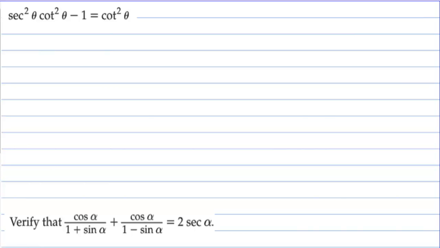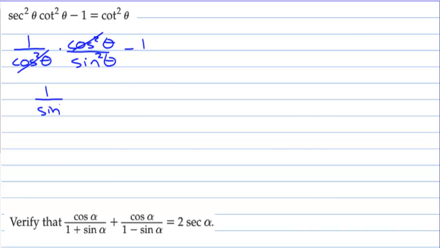Hopefully you recognize the left side is a little more complicated than the right side. We always like to work with the more complicated side. So secant is 1 over cosine. Cotangent is cosine over sine. And then we have just minus 1, right? Well, these cancel out because it's multiplication. We have 1 over sine squared minus 1.